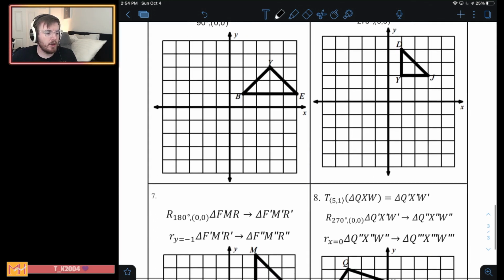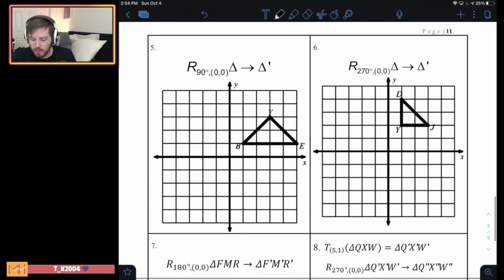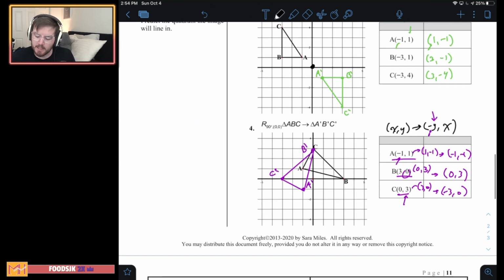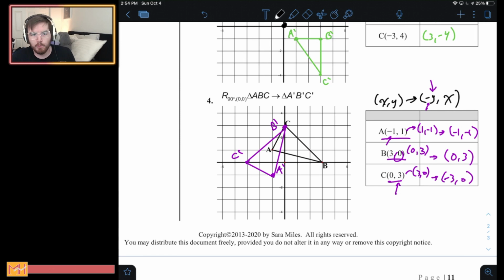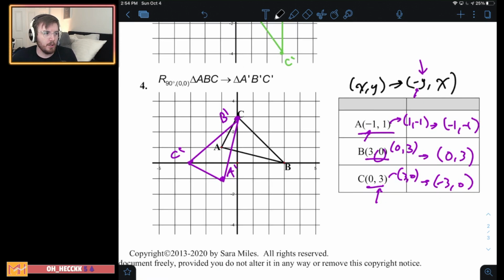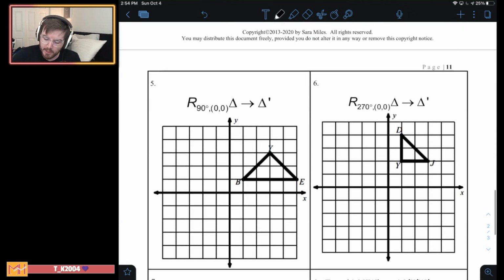And then this is just a few more for practice. But what we don't have here is the points, right? What was nice about this is that we had a table made for you in advance with the points, and then you just applied the rule. Well, now we have to look at the graph and see what the 3 points are. So these 3 points are, you can see here Y is at 3, 3, B is at 1, 1, and E is at 5, 1.